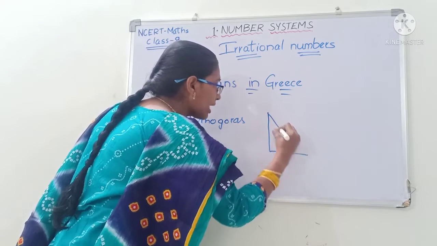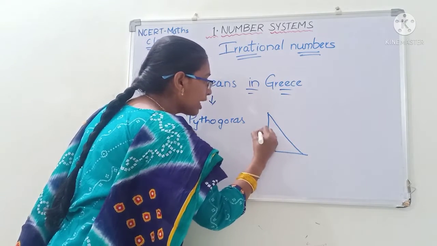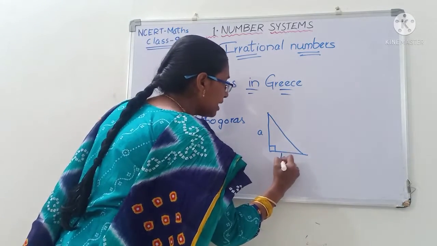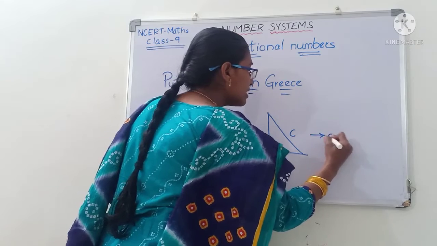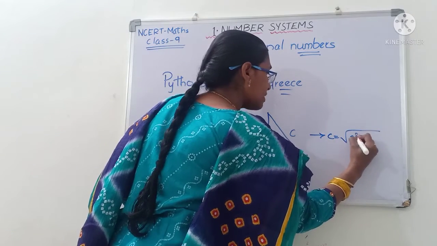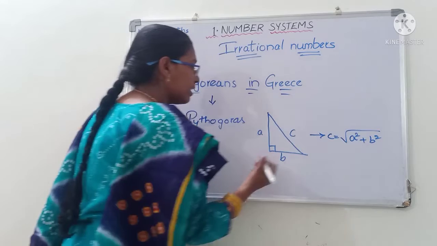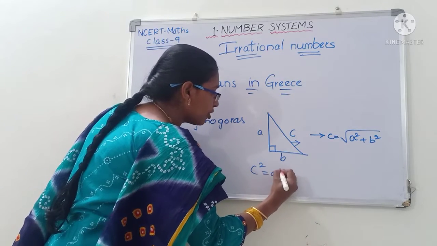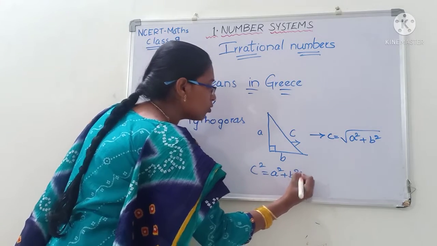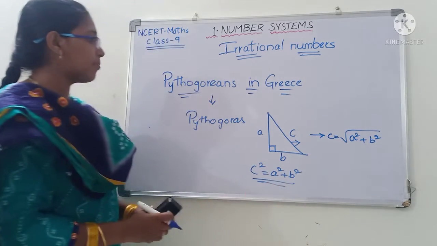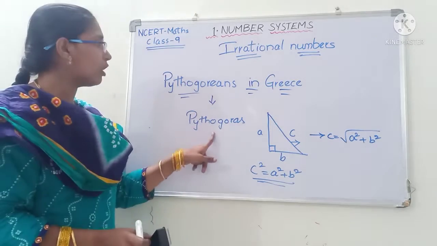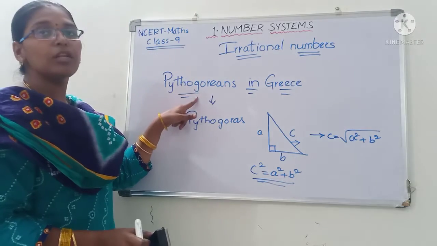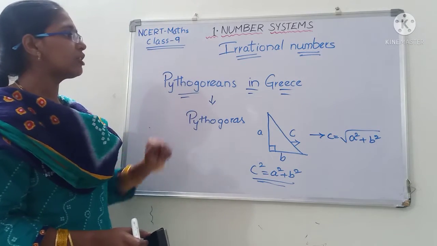In a right angle triangle, the sides are A, B and C. How do you get C? C is equal to root of A square plus B square. That is, the square of the hypotenuse is equal to the sum of the squares of the other two sides. This is the Pythagoras theorem. The person who gave this is Pythagoras, and Pythagoreans are the followers of Pythagoras, children. These people are the first people who discovered irrational numbers.